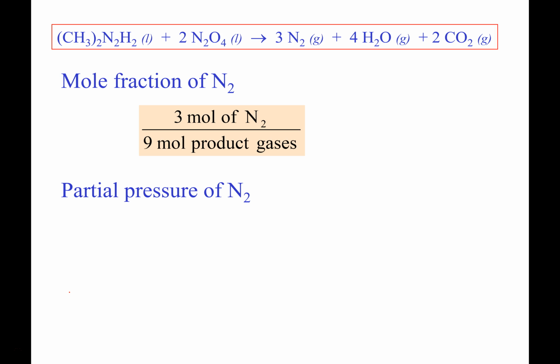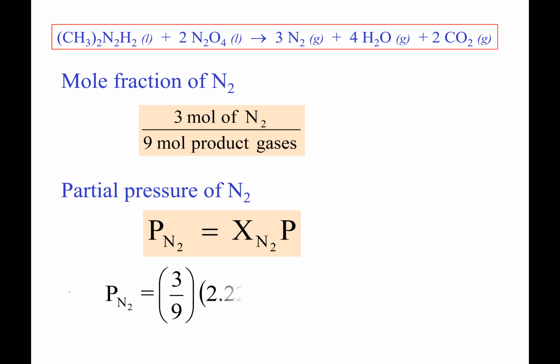Now we said once you know the mole fraction, you can take it times the total pressure to get the partial pressure. So here we go. Partial pressure of nitrogen is 3/9, or 1/3, right? Times the total pressure, which is 2.22 atmospheres. There is no uncertainty brought by the 3 or the 9, so we're allowed 3 sig figs. That gives us partial pressure of nitrogen is 0.740 atmospheres. So that's the first of 3 gases.